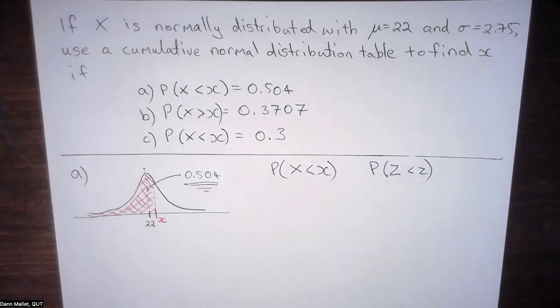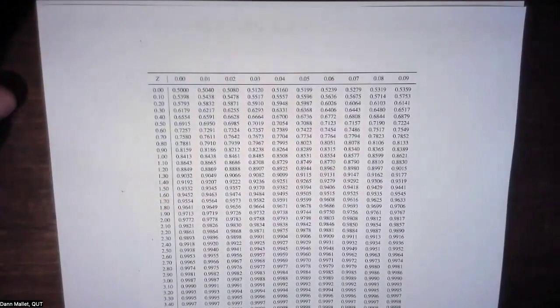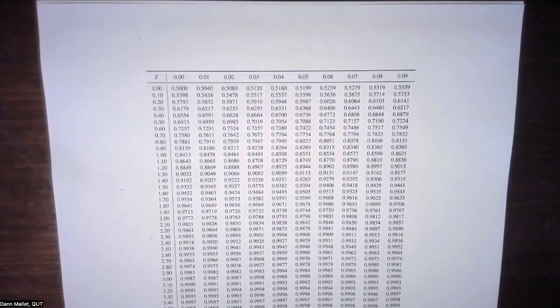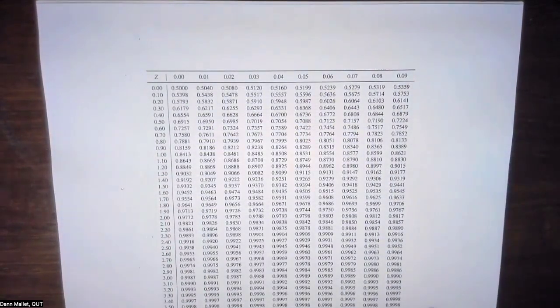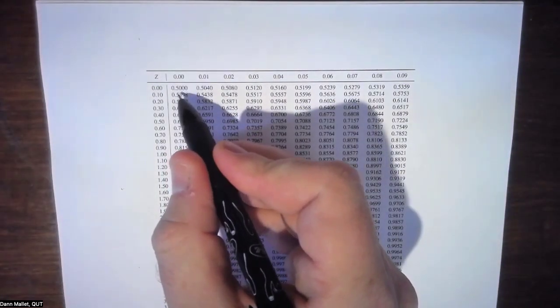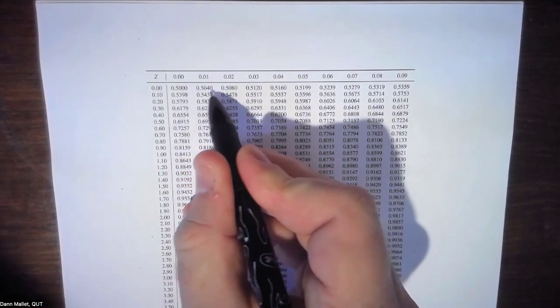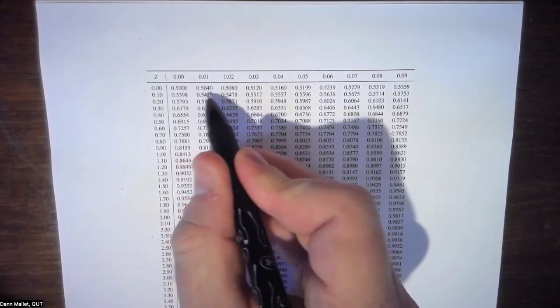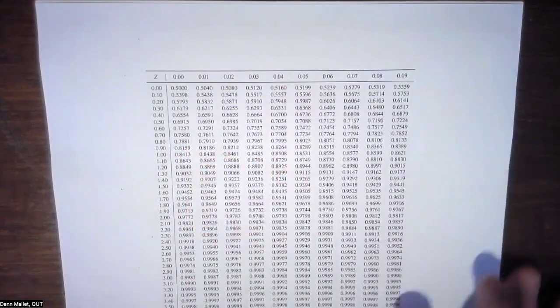So I'm going to go to my cumulative normal distribution table and try to find where 0.504 is on that table. This time, instead of looking up values of z, because I don't know z, I need to look within the table itself because I'm given a probability value. 0.5 is right up here at the start. 0.504 must be pretty close to that. So if we look around this region, you can see that there it is. A probability value of 0.504 corresponds with a z value of 0.01.